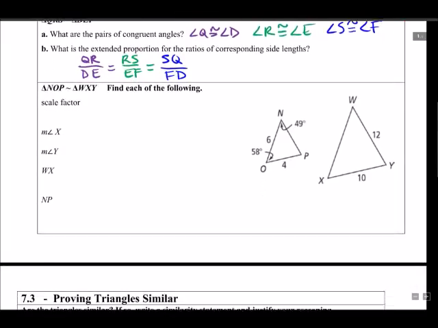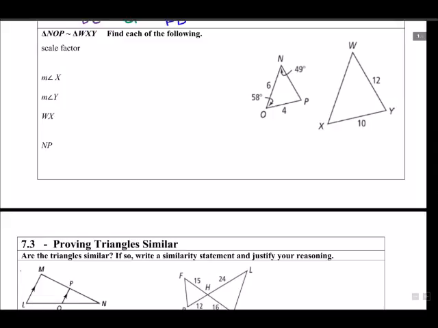And let's use those skills in the next problem. We are told that triangle NOP is similar to triangle WXY. Find each of the following. Well, this time I am going to use my colors. NO and WX, and OP and XY, and P back to N and Y back to W. Okay, so there are my corresponding sides.